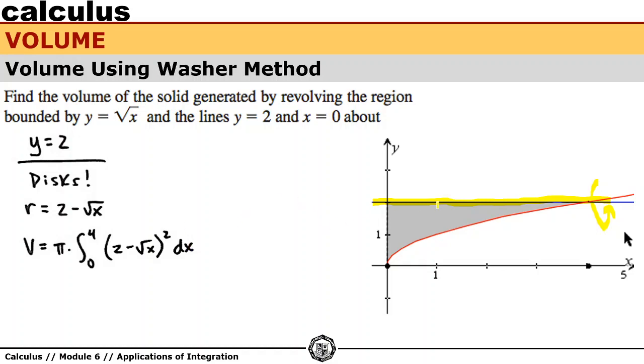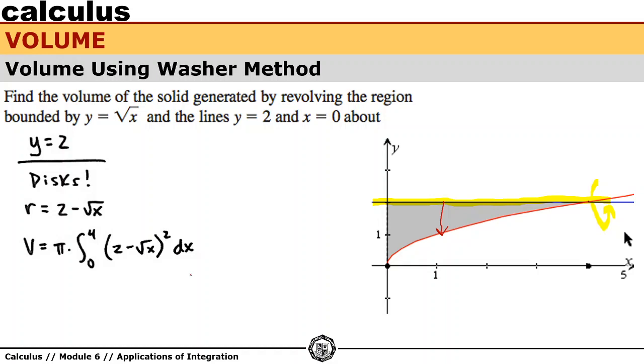Because of that, we only need a single radius. Our radius is just going to be the distance from the line y equals 2 down to the curve. There's only one radius that we can draw. And since the square root of x is the bottom curve, we're going to do top minus bottom, so it's going to be 2 minus the square root of x. The volume is going to be pi times the integral from 0 to 4 of 2 minus the square root of x, the quantity squared.